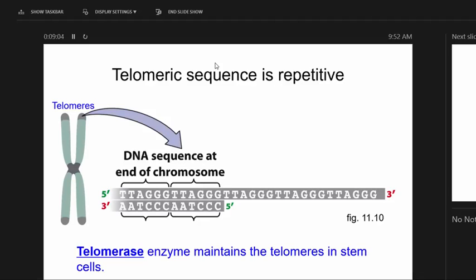At each cell division, telomeres shrink, and they have to be maintained by an enzyme called telomerase that we will talk about in chapter 12. So coming right up. At each cell division, a little bit shorter, a little bit shorter, and a little bit shorter. So these are sort of like the time clock of the chromosome and the cell's life.